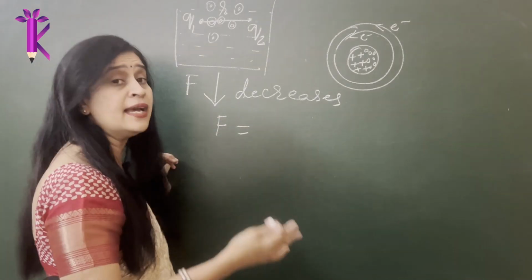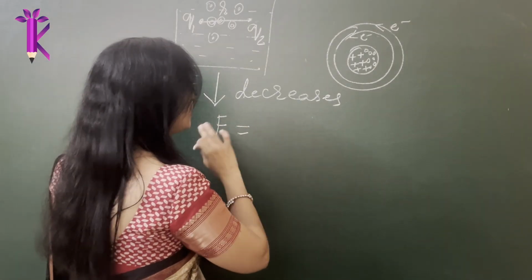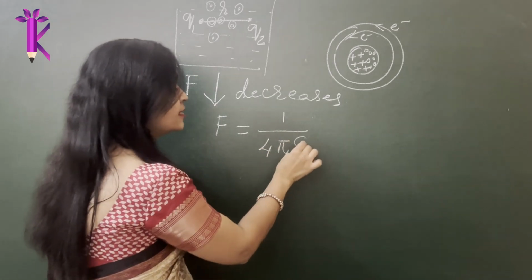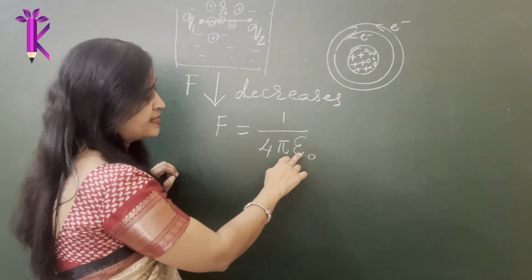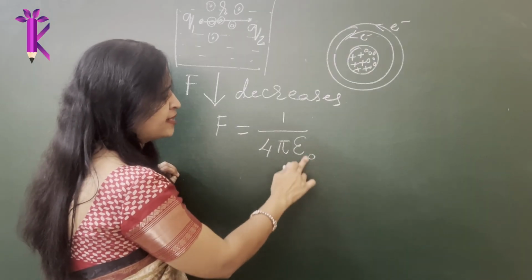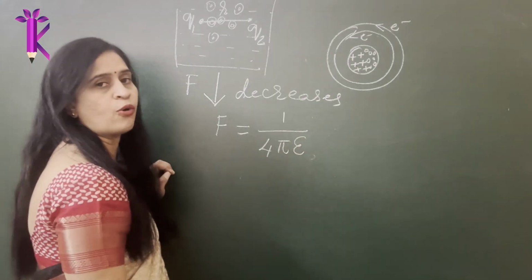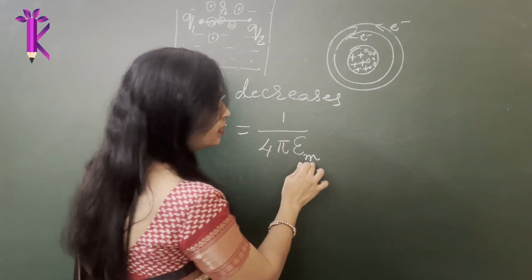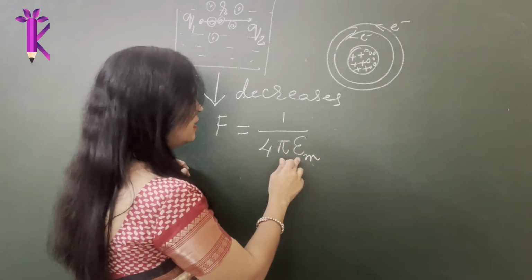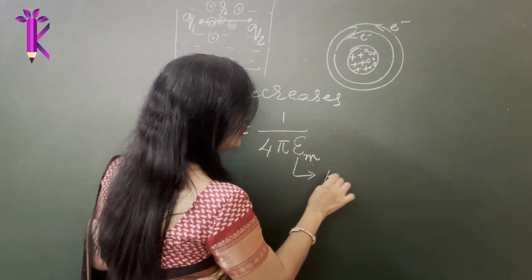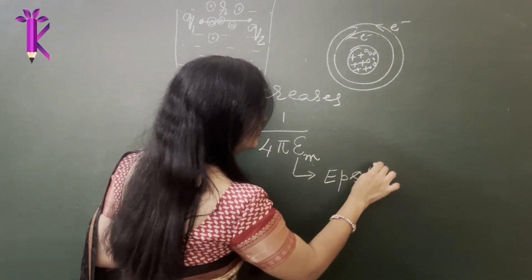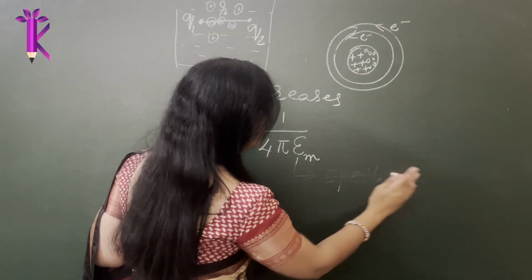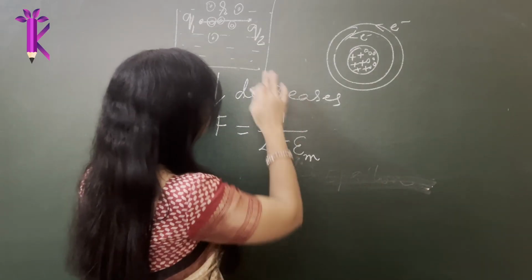Here it is the same way, but what is the change that we are going to make? There's no difference about 1/4 pi, but instead of writing it as epsilon naught, where it is the ability of a free space to reduce the force between any two charges, we define it as epsilon m. This we call epsilon. How do you read it? Epsilon. This is how it is read. Epsilon m is nothing but the permittivity of that particular medium.